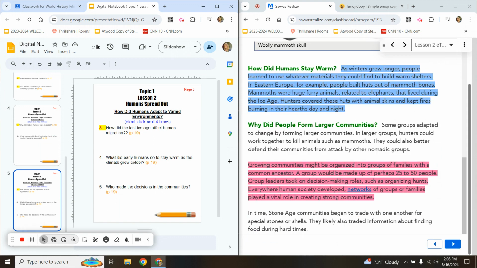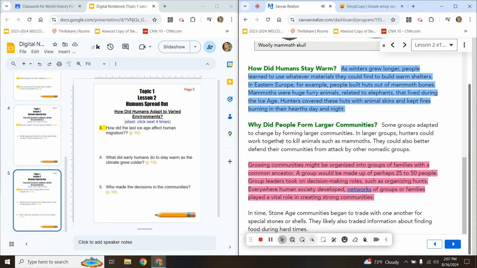All right, we have 2 questions left and 2 sections left. So our first section, "How did humans stay warm?" In that paragraph, you're going to find the answer to number 4: What did early humans do to stay warm as the climate grew colder? So let's go ahead and listen to that now.